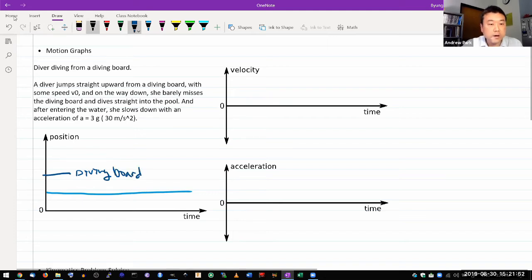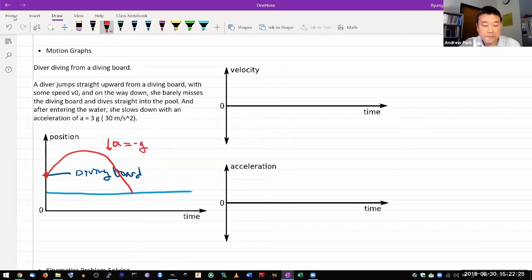Then on a position graph, you might draw something that looks like this. The diver starts from the position of the diving board at time equals zero. And maybe you remember enough of projectile motion, or motion with a constant acceleration, that you know to draw something that looks like a parabola. So this is with acceleration being downward acceleration of minus g.